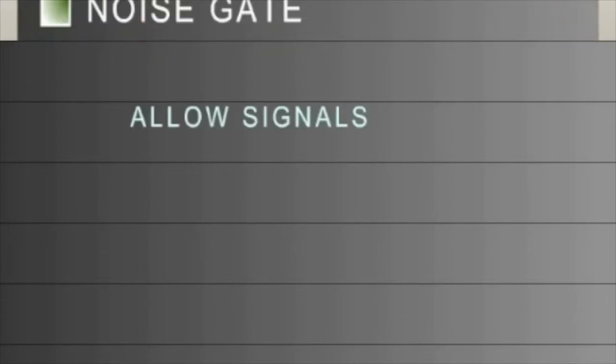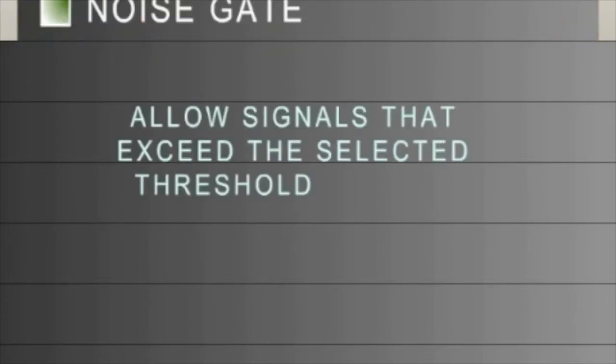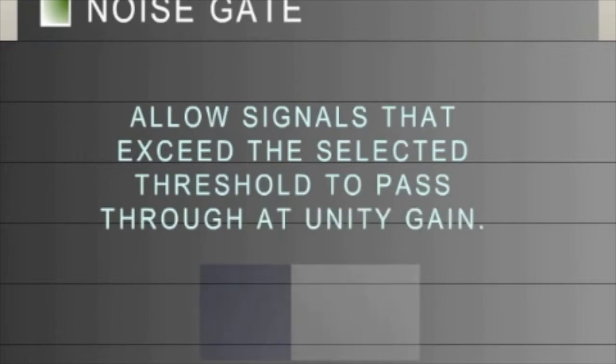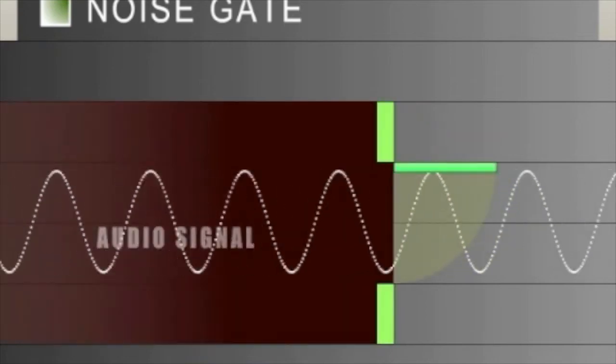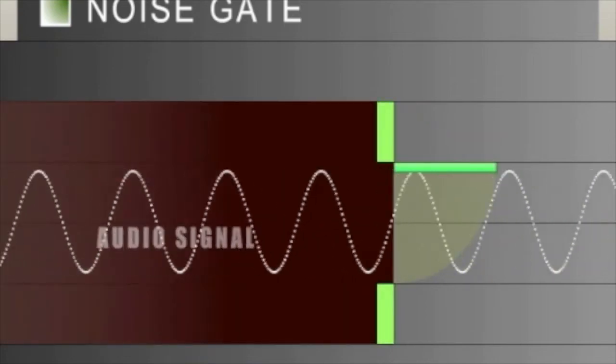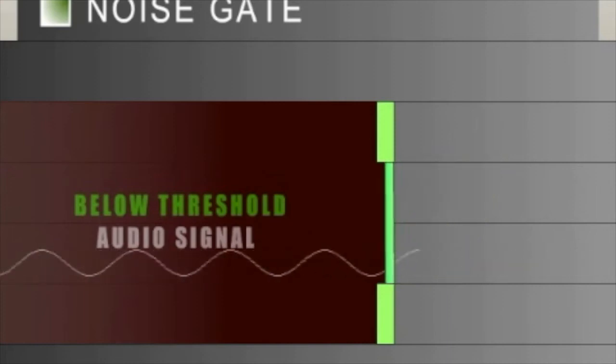Noise gates allow signals that exceed the selected threshold to pass through at unity gain. Any portion of the signal that falls below the threshold is muted. A noise gate could be thought of as an automatic mute. When the signal falls below the selectable threshold, the noise gate closes or mutes the signal.